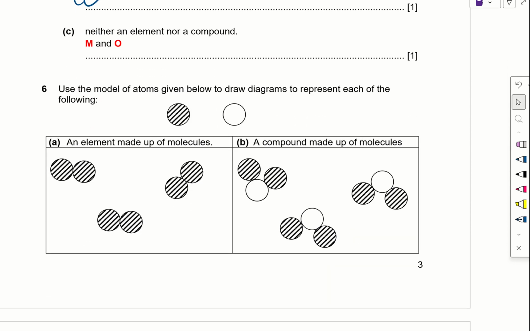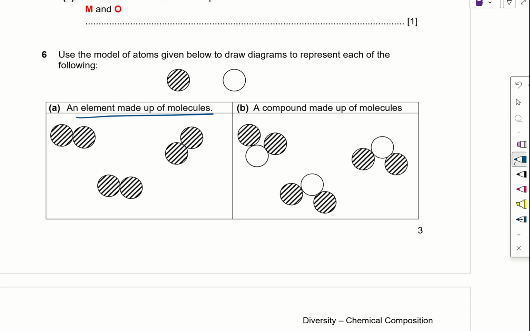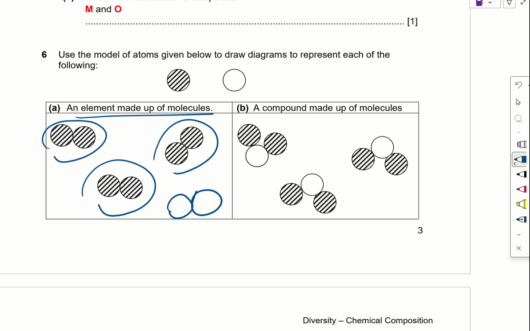Question 6. Use the model of atoms below to draw diagrams to represent each of the following. An element made up of molecules will be this. It must be the same type. So I can also use this, right? A compound made up of molecules must be two or more elements chemically combined together.